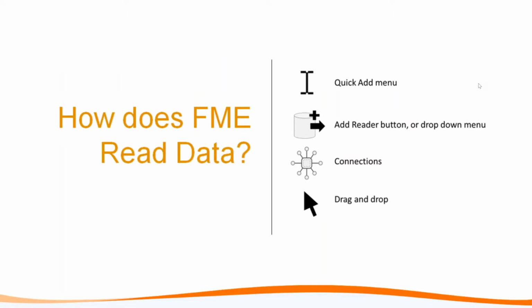So how does FME read data? FME Workbench has a really easy to use GUI that allows you to drag and drop files onto the canvas. That's probably the easiest way to add a reader. Similarly, the GUI has an add reader button along the top ribbon, and it also has an add reader drop-down menu, which can both be used to add readers to your workspace.